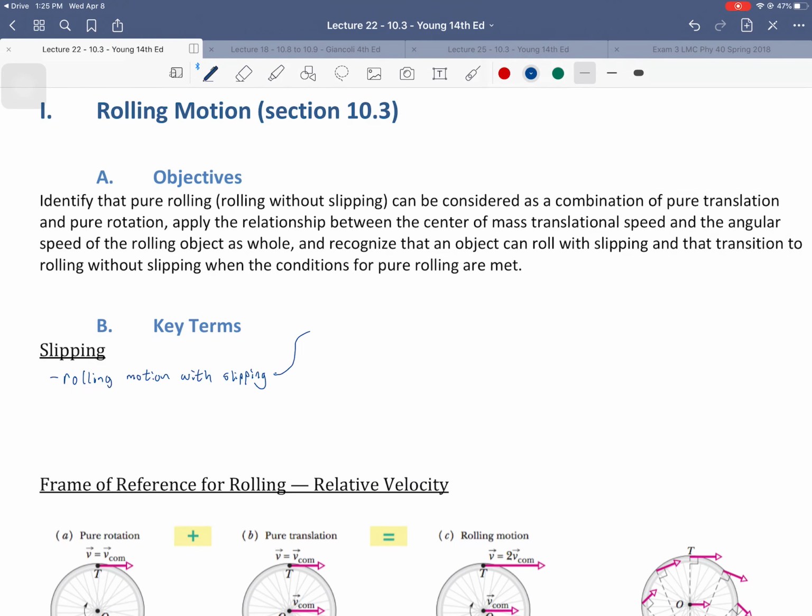All right, so let's unpack that a little bit. So first of all, pure rolling motion would be rolling without slipping. Okay, so pure rolling is rolling without slipping.